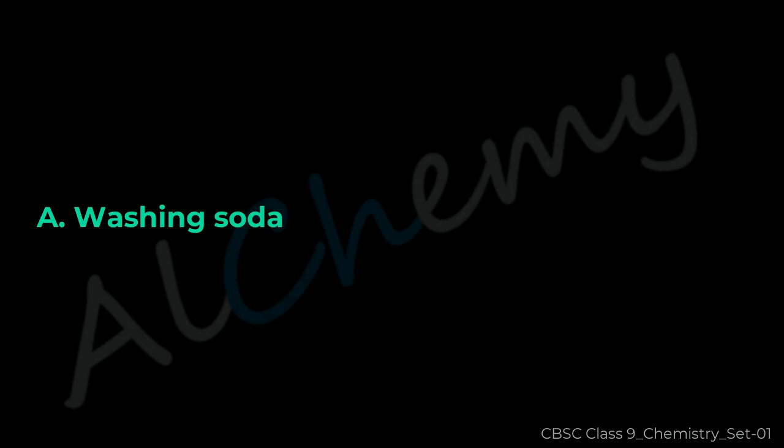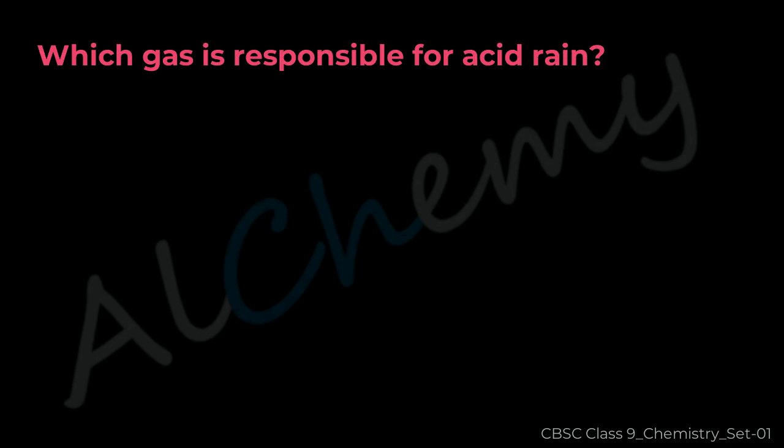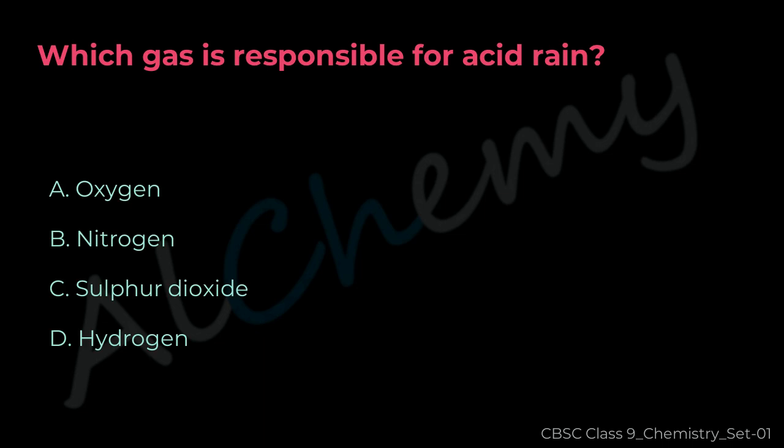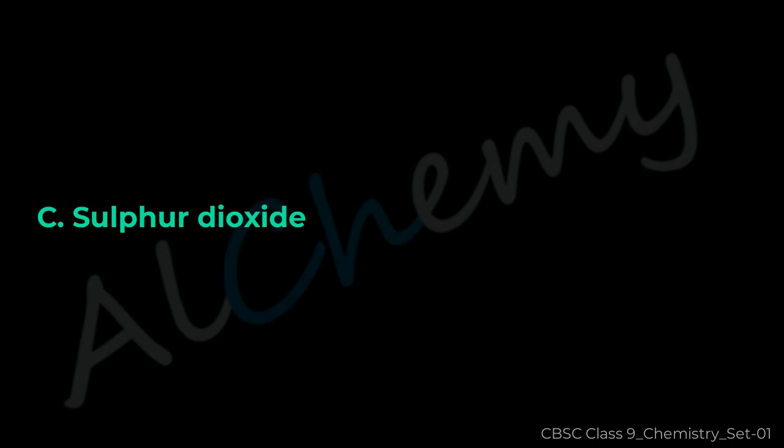Washing soda. Question 43. Which gas is responsible for acid rain? A. Oxygen. B. Nitrogen. C. Sulfur dioxide. D. Hydrogen. The correct answer is C.